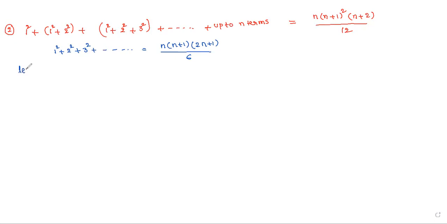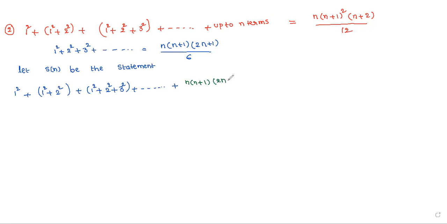Let S of n be the statement: 1 square plus (1 square plus 2 square) plus (1 square plus 2 square plus 3 square) plus and so on, plus nth term n into n plus 1 into 2n plus 1 by 6, is equal to n into n plus 1 whole square into n plus 2 by 12.